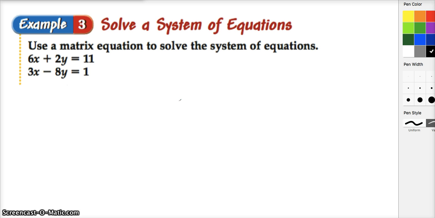All right, we need to figure out how to use this wonderful way of rewriting our system of linear equations. How do we use it to solve a system? We're going to talk about that with this example. Example 3 says, solve a system of equations using a matrix equation. So we're going to have to start off by putting it in matrix equation form.